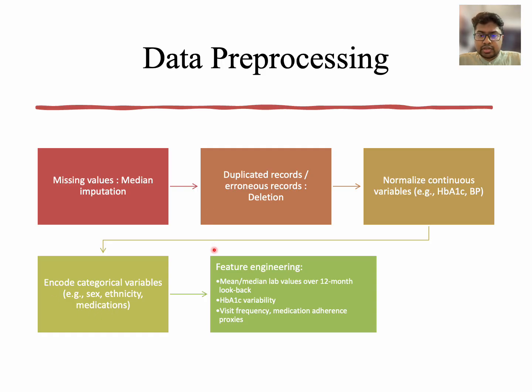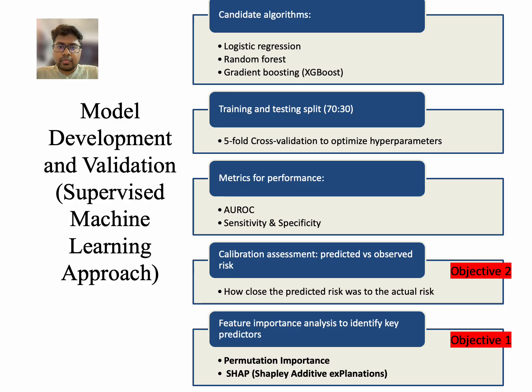And then feature engineering is done for certain features, such as, for example, the HbA1c. We calculate the HbA1c variability. We calculate the average HbA1c in the 12-month look-back period. So this slide summarizes how the three objectives connect to the model pipeline. So objective 1 feeds into the process by identifying key predictors through the statistical modeling and feature importance. Objective 2 is the core machine learning step, where we train the supervised models such as logistic regression, random forest, gradient boosting with XGBoost.